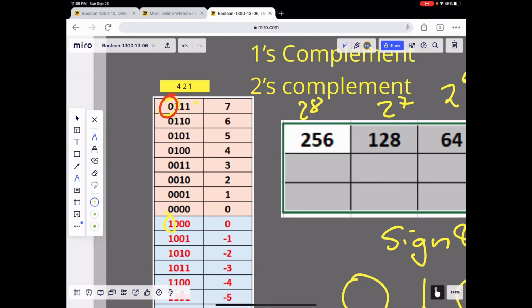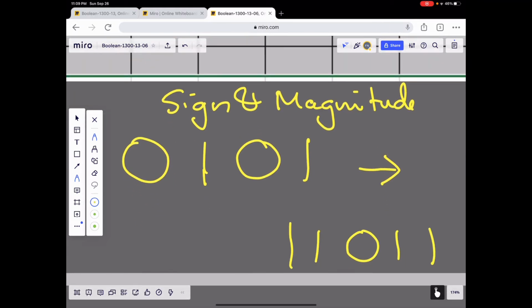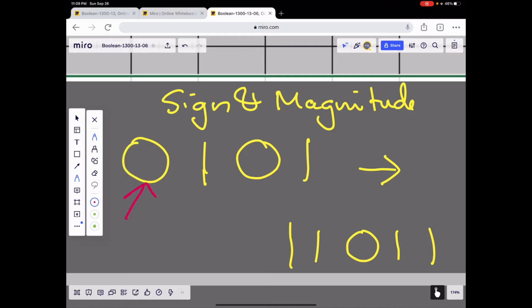Okay, so when you look at this number 5, for example, the sign bit is 0 and the magnitude is 101. So if you look at the number 0101, the first bit represents the positive sign, and then 101 is the magnitude, so that means 4 plus 1 equals 5. So this means positive 5, right? The answer here is positive 5.